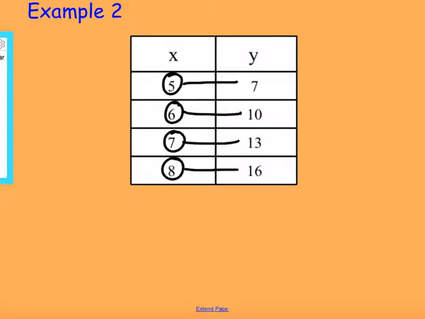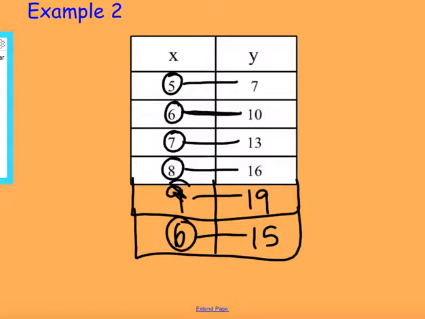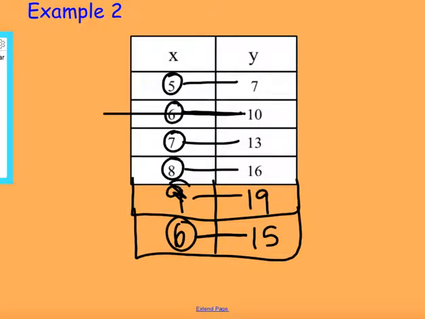Now, what if I were to extend this table and add a few bits more of information? Let's say 9 goes to 19 and 6 goes to 15. Okay, 9 goes to 19, good. And 6 goes to 15, but wait, I thought 6 went to 10 up here. So how could it now be going to 15? Well, with this additional information, this is not a function, because that 6 goes to too many different things. All right?